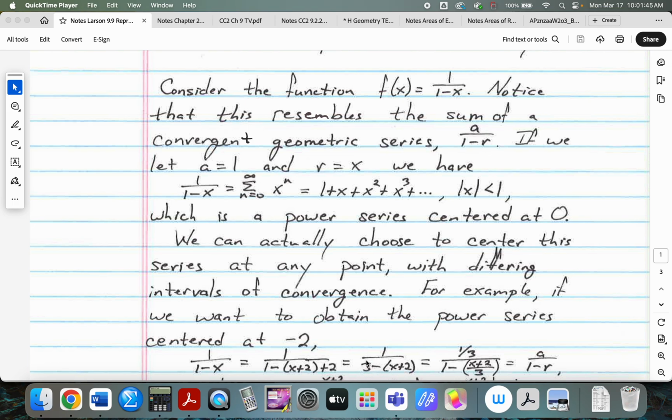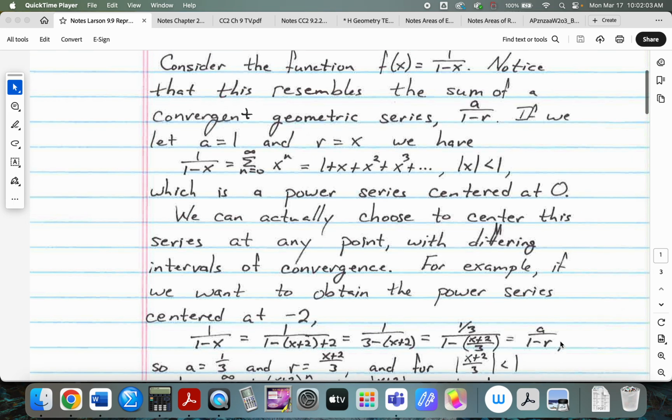And the second thing is that this number needs to be a 1. So we'll divide every term by 3. So we get 1/3 over 1 minus x plus 2 over 3, which is equal to your a over 1 minus r. It's always got to be in that format. So a is 1/3, and r is x plus 2 over 3.